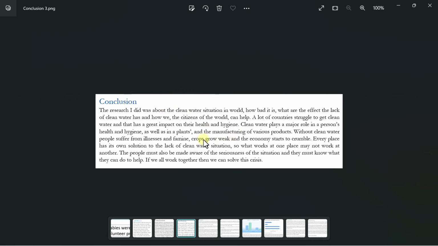So here are two better examples. If I look at this conclusion, you'll see they restate the problem a little bit. They say lots of countries struggle to get clean water. It plays a major part in health and hygiene. So they're stating the major points. They're saying what must be done, so they're making recommendations. People must be made aware. And they're doing a final suggestion or call to action, kind of: if we all work together, we can solve the crisis.